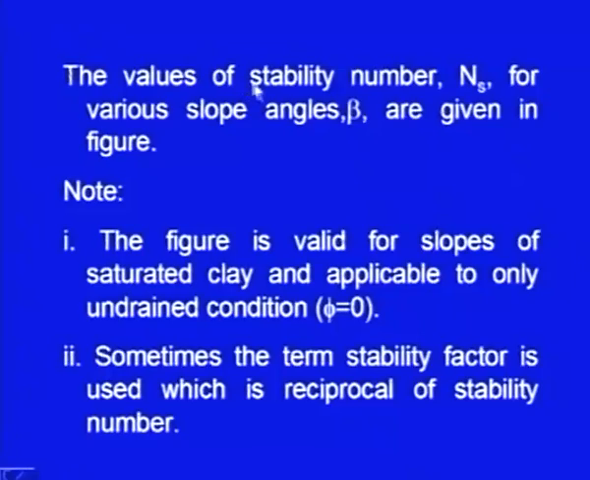The values of stability number Ns for various slope angles beta are given in the figure. I will show that figure to you. This chart is valid for slopes of saturated clay and applicable only to the undrained condition. This is an important point. One more thing I would like to mention is that sometimes in the literature you will find another term, stability factor. This stability factor is nothing but the reciprocal of the stability number. So, we will use stability factor also in future.